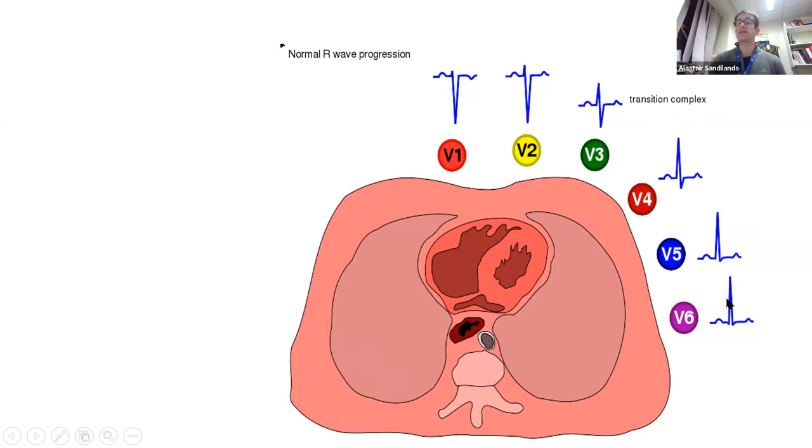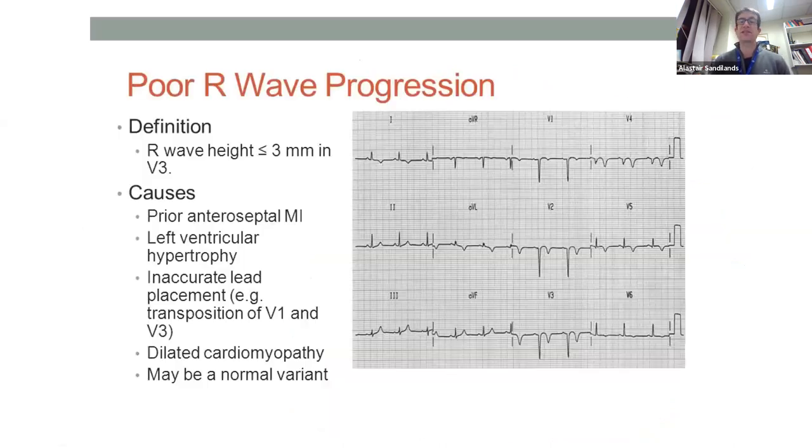V4, V5, V6 are normally very positive leads as well, to check that we have what we call normal R wave progression. So again, to recap, we have a small R wave. As the R wave gets bigger as we go across all the chest leads, just looking at the R wave, yes, the R wave gets bigger as we go across, and that would be normal. Okay, so let's have a look. What does it look like if it's abnormal? R wave progression only relates to the chest leads, only the chest leads.